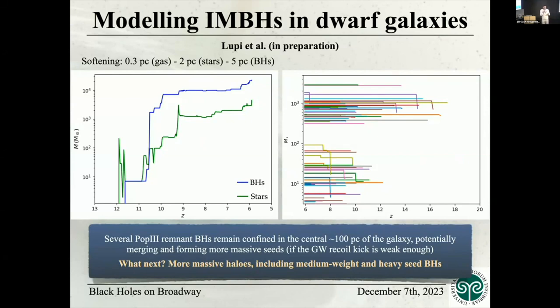So in the end, even with POP3 remnants, if we account for the most up-to-date IMF for POP3 stars, we can have black holes around 10³ solar masses, a bit lower than what John found for heavy seeds, probably comparable to the black holes forming in nuclear stellar clusters. All black holes seem to be around 10³ solar masses.